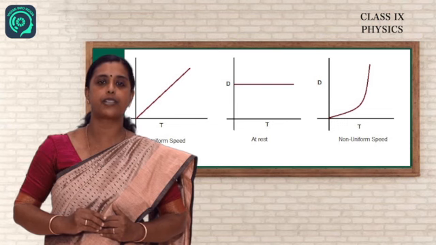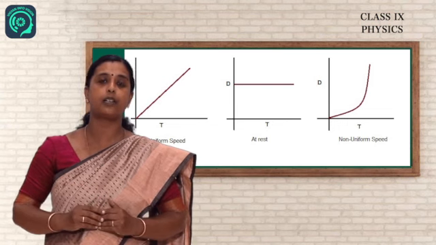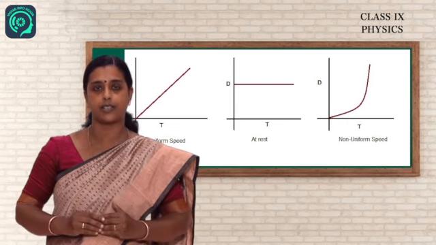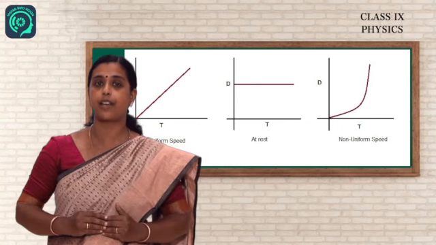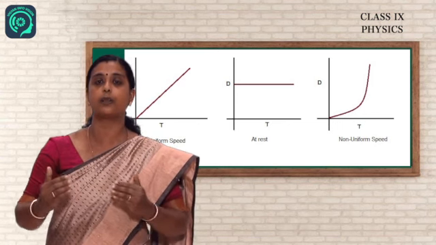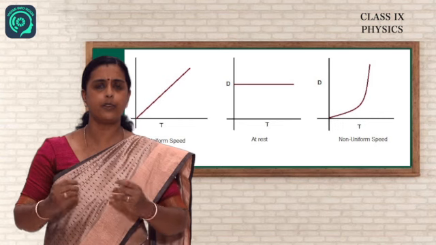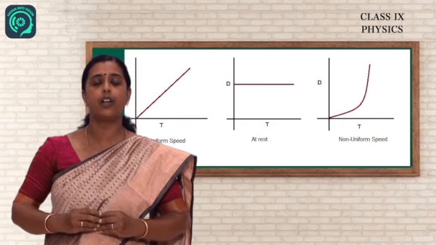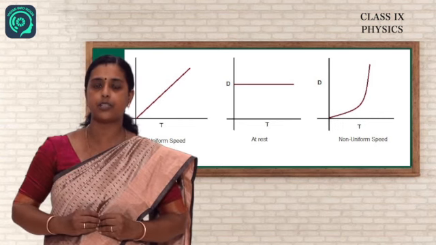With the help of distance time graph, you can find out the position of an object at different instants. With the help of distance time graph, you can also calculate speed or the magnitude of velocity. So what will you do? How can you calculate the speed or magnitude of velocity with the help of distance time graph?